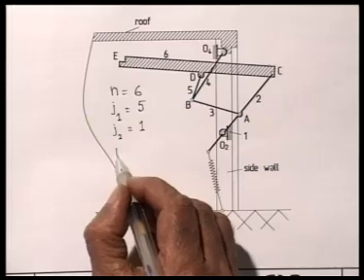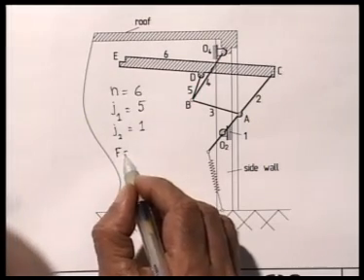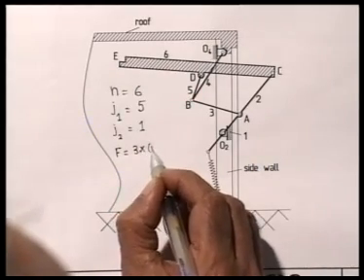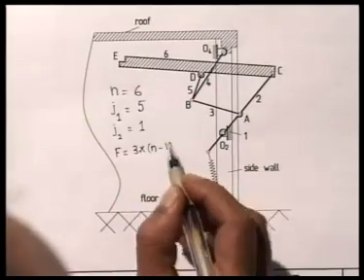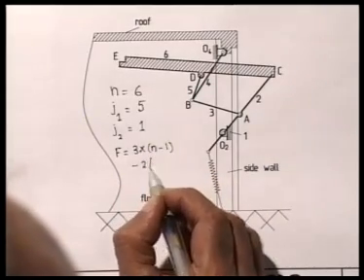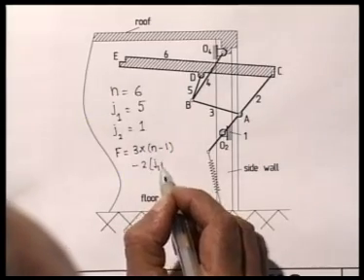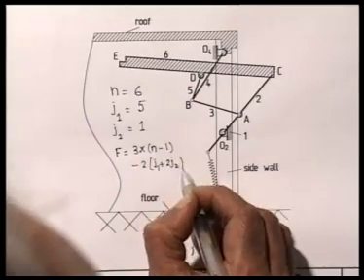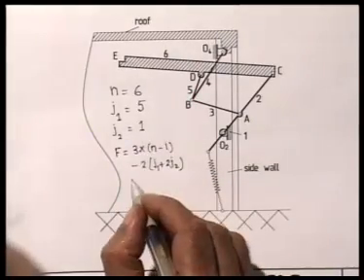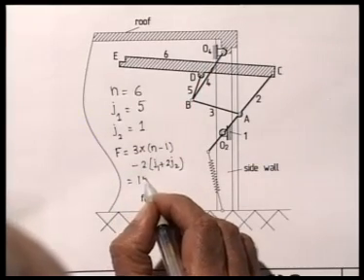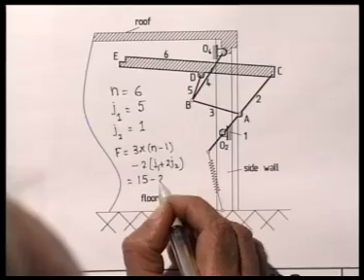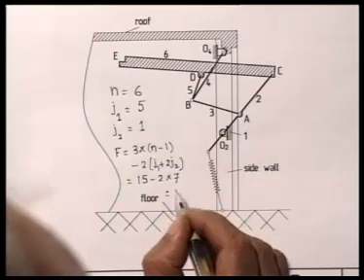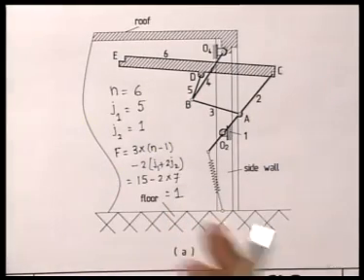So the degrees of freedom of this mechanism using our known formula is F equal to 3 into (n minus 1) minus (2 J1 plus 2 J2)... that is, F = 3(n - 1) - (2J1 + J2)... If we substitute these values, we get 3 into 5, 15, minus 2 into 5 plus 2, 7, 14, is equal to 1. So we have a single degree of freedom mechanism.